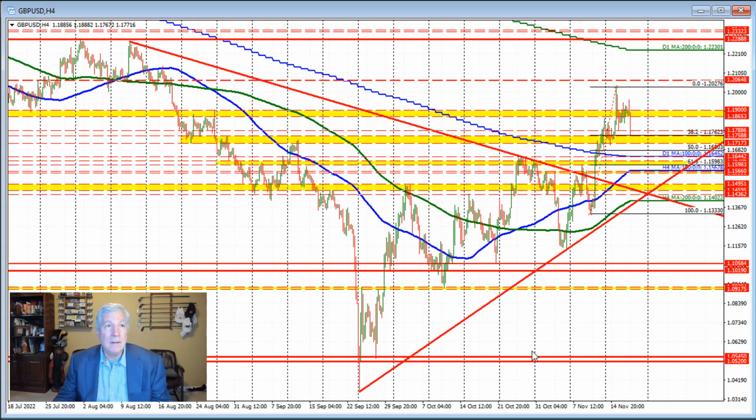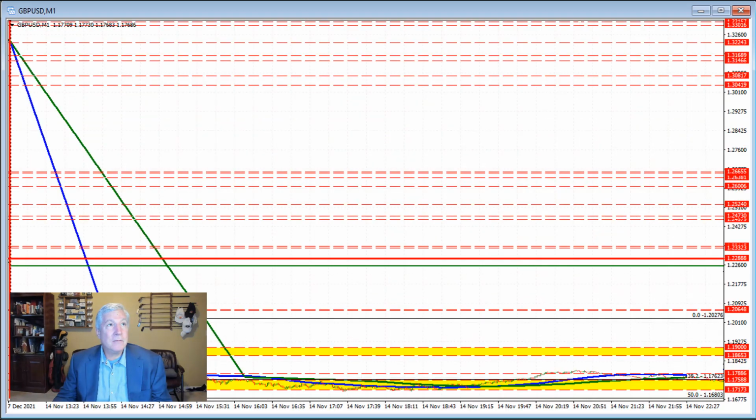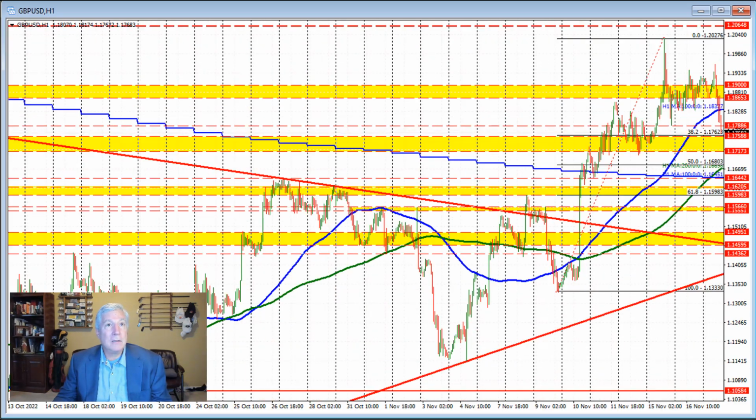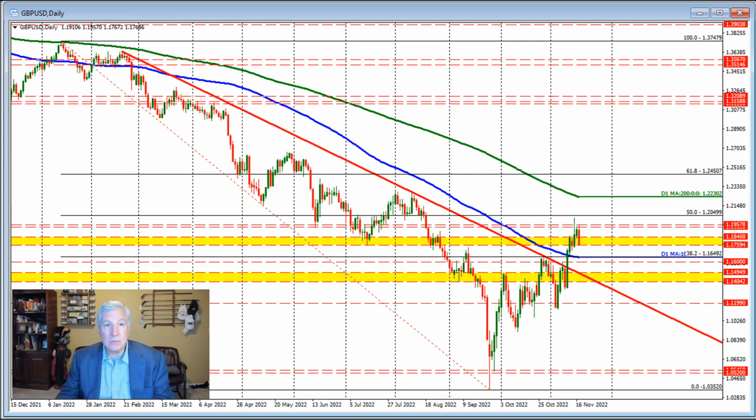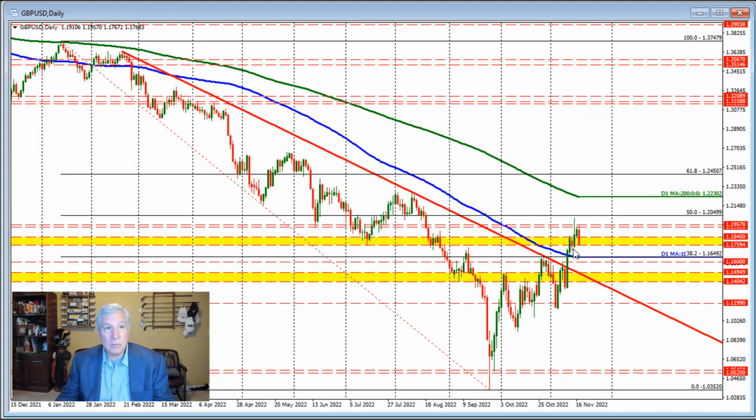Taking a look at the 4-hour chart, let's see if there's anything on the hourly chart here for the sterling versus US dollar. We have the 38.2% retracement of the move up here being tested at 117.62. A move below that level is also corresponding with this swing level on the daily chart. So there's a dual level near the lows for the sterling versus US dollar from a technical perspective.